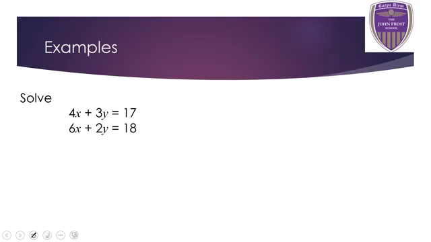Okay, so let's have a look at these two simultaneous equations here. One is 4x plus 3y equals 17, and one is 6x plus 2y equals 18. We'll do what we've been doing all week, and that is to record the top one as number 1 and the second one as number 2.